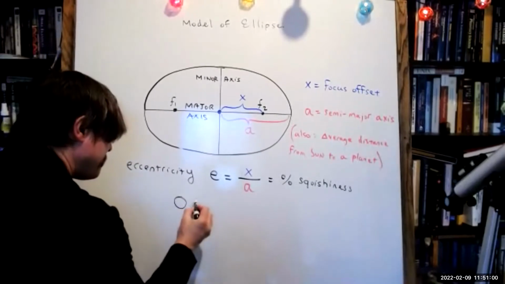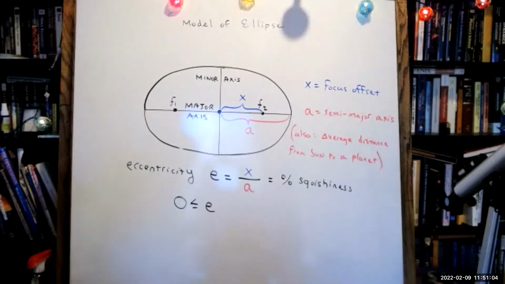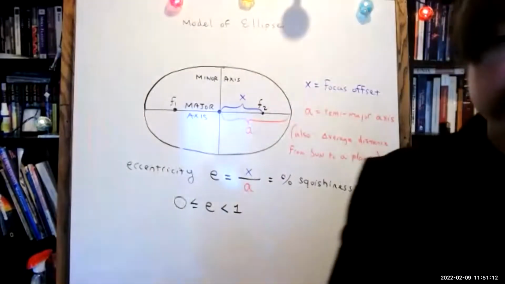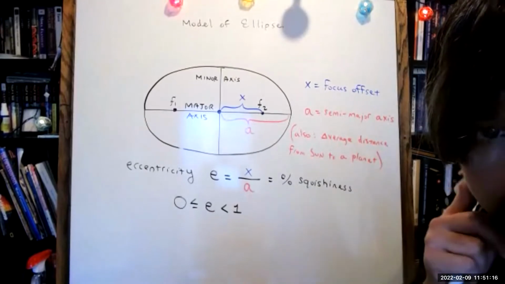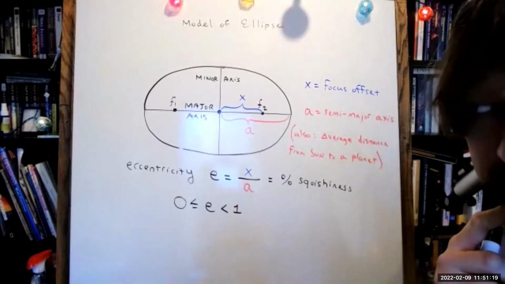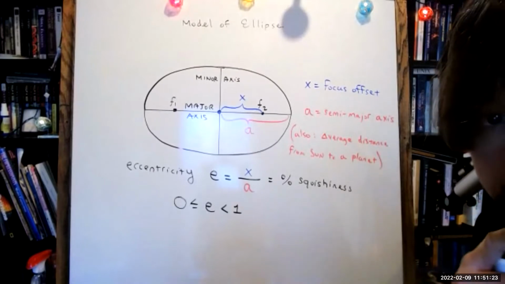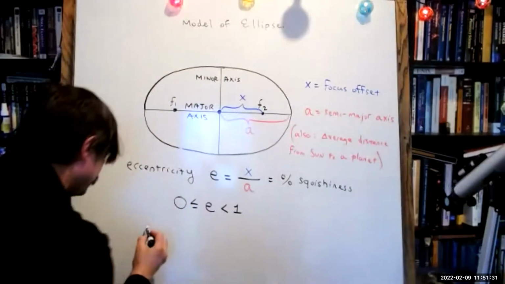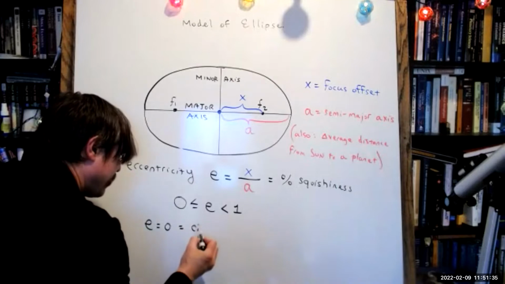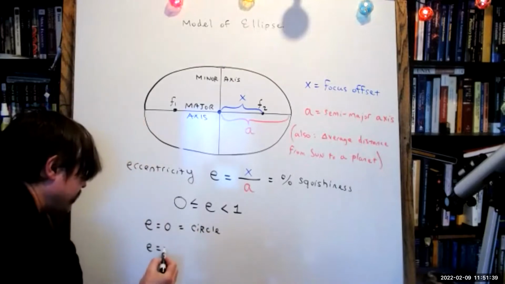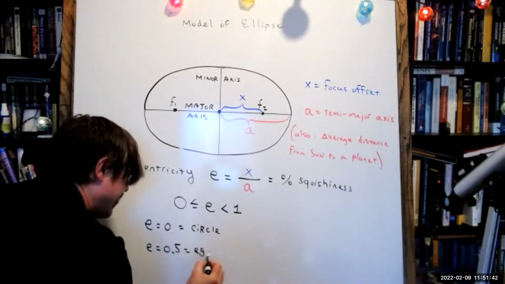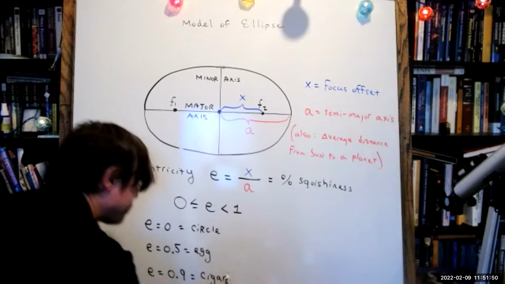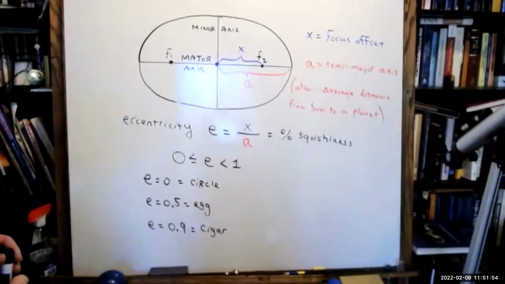So the domain of E is greater than or equal to 0, but always less than 1. If you actually get to 1, an eccentricity of 1, I think, changes your geometry from an ellipse to a parabola, I believe. Make a note that if your eccentricity is 0, that's a perfect circle. An eccentricity of 0.5 is an egg, and an eccentricity of 0.9 is a cigar. So that's a little rule of thumb right there that prevents me from having to try to draw that.